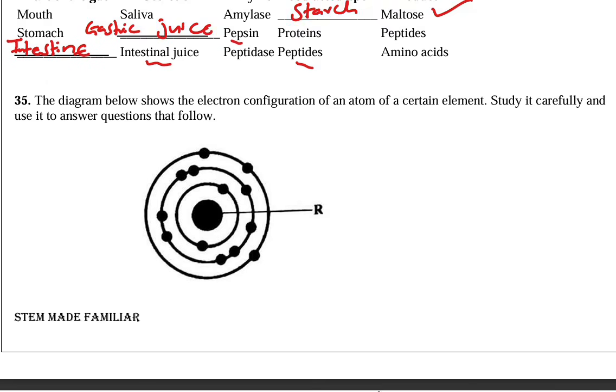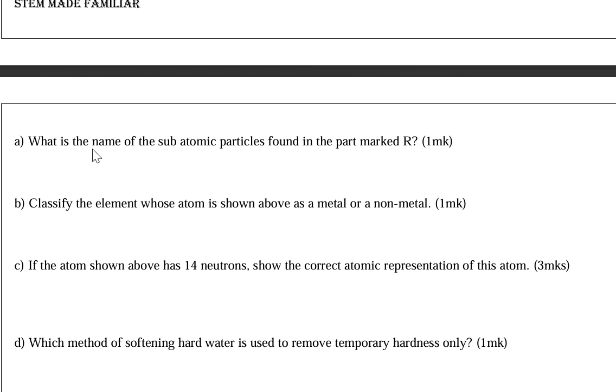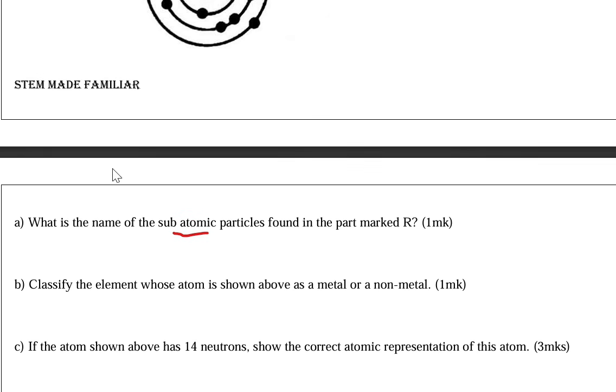We continue to question number 35 about chemistry. The diagram below shows the electron configuration of an atom of a certain element. Study it carefully and use it to answer the questions that follow. You can see here we have an atom. Part A. What is the name of the subatomic particles found in the part marked R? R is known as the nucleus. You want the name of the subatomic particles. Inside the nucleus we have 2 particles: the protons and the neutrons. So these are the subatomic particles. We score 1 mark.